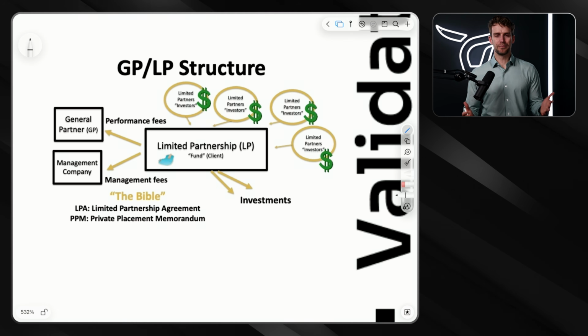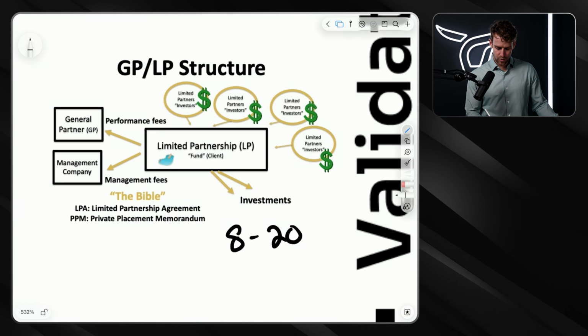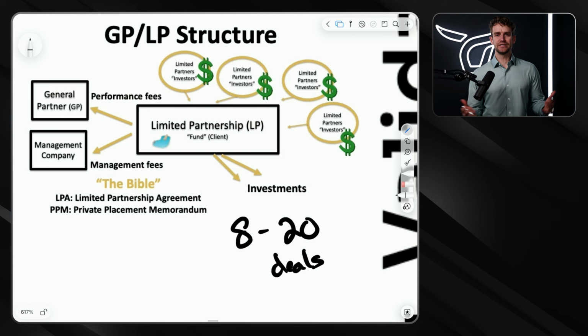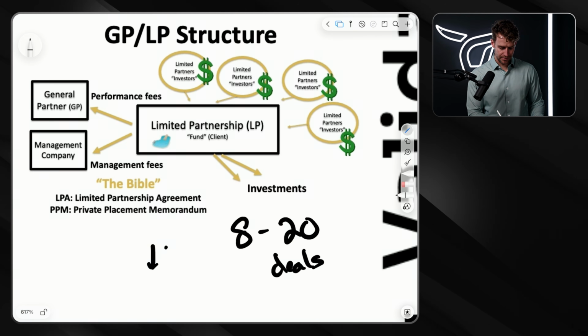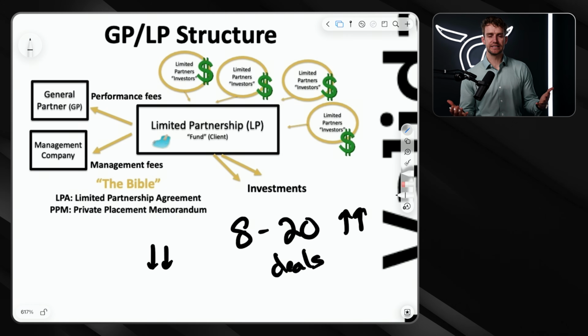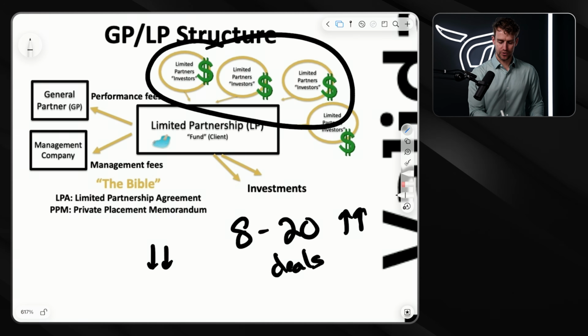Now, most of these funds aren't buying one deal. Most funds are buying usually 8 to about 20 deals per fund. The reason for this is diversification. Typically, if you do 20 deals, 1 or 2 are probably going to lose money, and 1 or 2 are going to make tons of money. And the other 16 or 18 deals are going to have a blended average return and give your investors diversification across a portfolio.